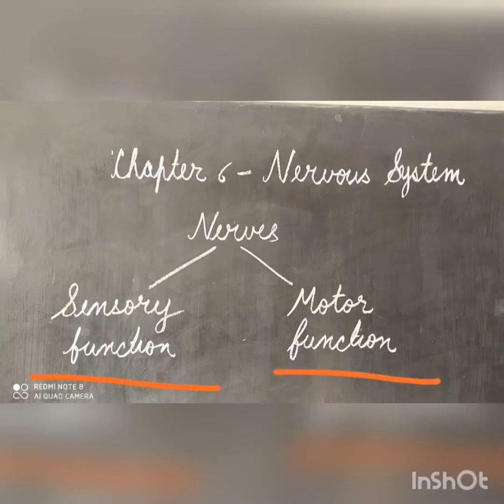Second, the motor function. In this type of function, nerves conduct impulses to the muscles from the brain or the spinal cord. For example, nerves carry impulses from the brain to the muscles of the eyeball.